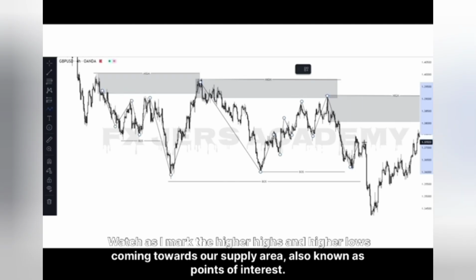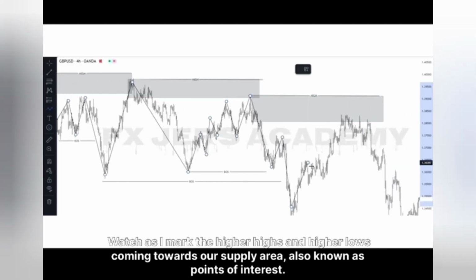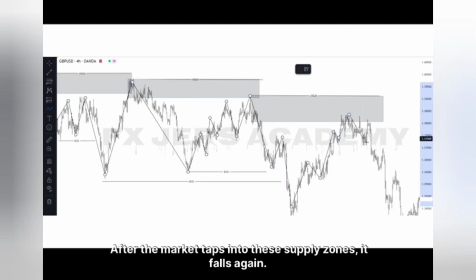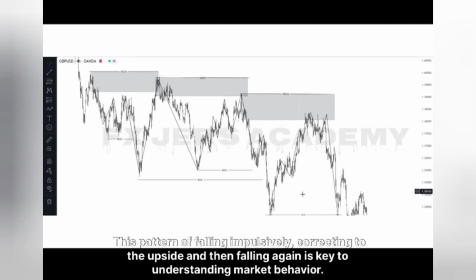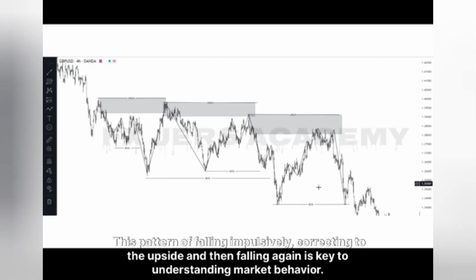Watch as I mark the higher highs and higher lows coming towards our supply area, also known as points of interest. After the market taps into these supply zones, it falls again. This pattern of falling impulsively, correcting to the upside and then falling again is key to understanding market behavior.